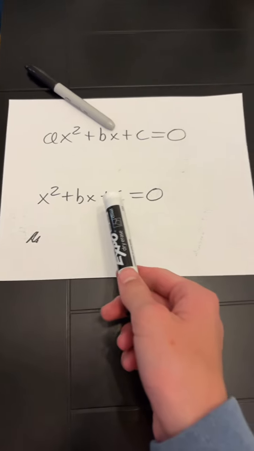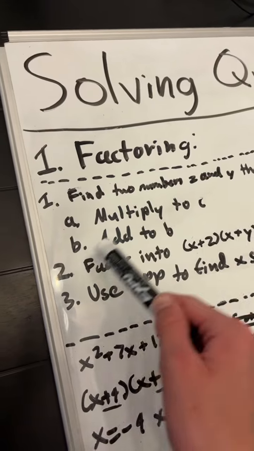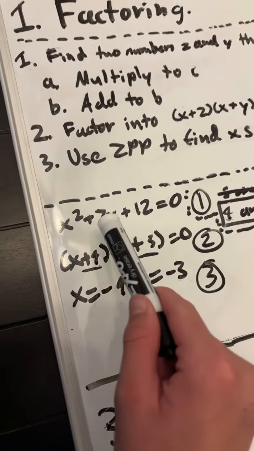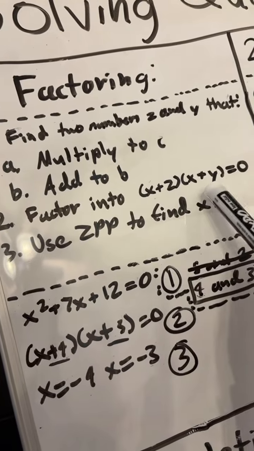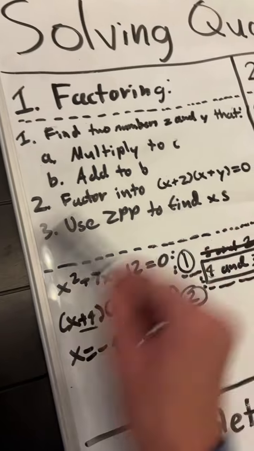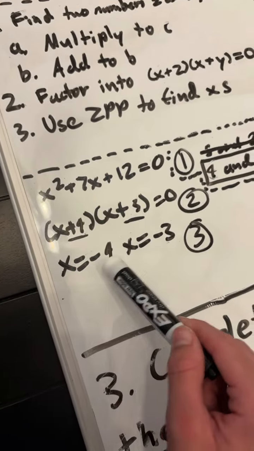So first, with an equation in this form, you need to find two numbers, z and y, that multiply to c and add to b. So in our example, we have 4 and 3, which multiply to 12 and add to 7. Now that we've found those, we have to factor the expression into (x plus z)(x plus y) equals 0. So in our example, we have (x plus 4)(x plus 3) equals 0. And lastly, we use the zero product property to find the x's. So in our example, we just use it to find that x equals -4 and x equals -3.